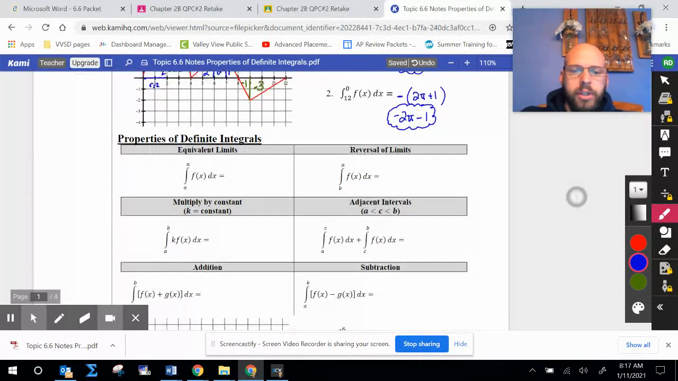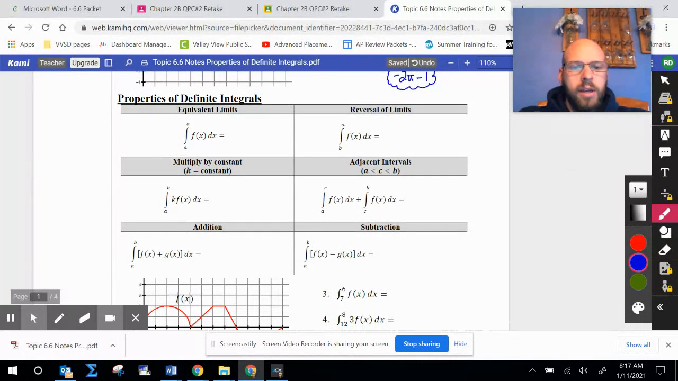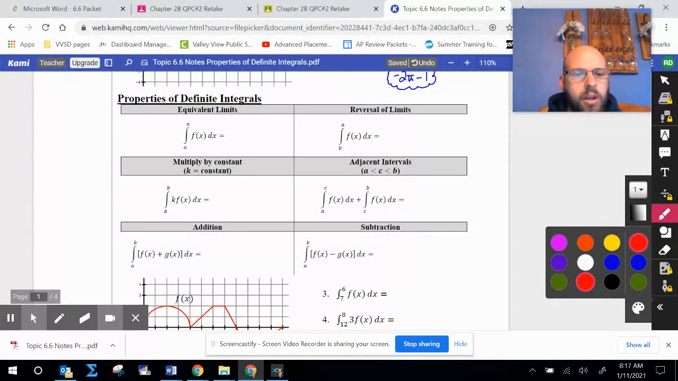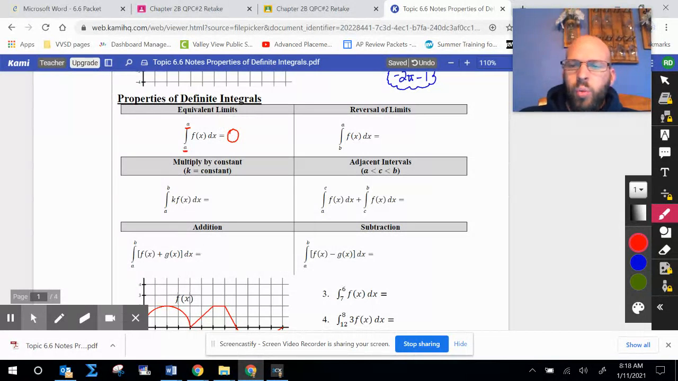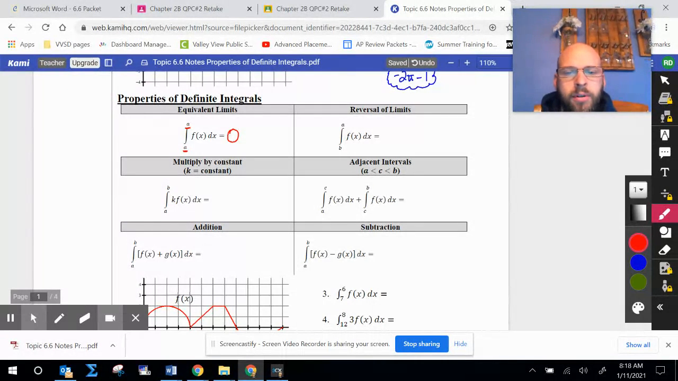So some properties of definite integrals. Okay, we're going to go through these one by one. The first one is if my lower limit and upper limit are the same value, then the area is 0. The width of that area is 0. If I'm going from A to A, it doesn't have a width. So therefore, the area inside that curve would be 0.